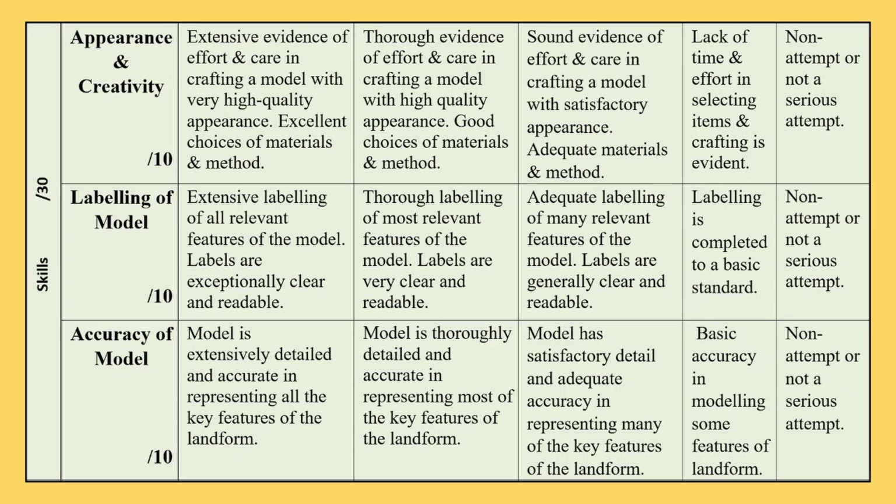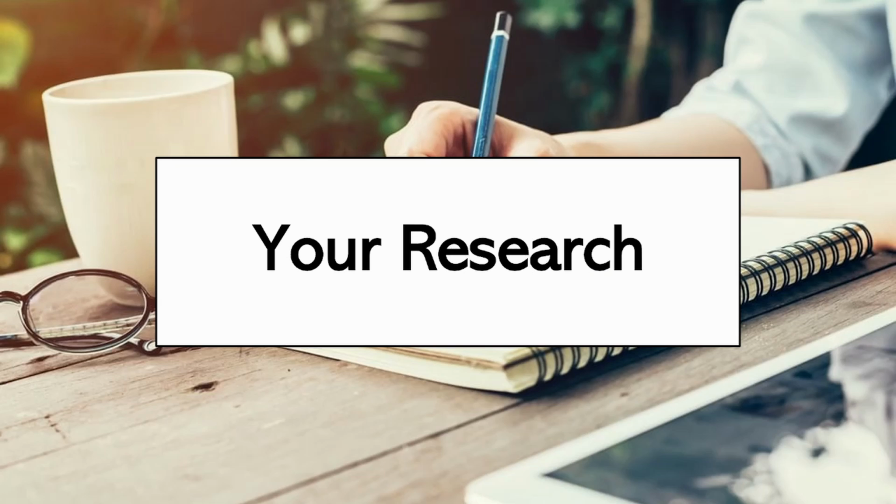Now, if we have a look at the screen here, this is the marking criteria for the actual creation of the model. This is the skills section. You can see that you're getting up to 10 marks for the appearance and creativity of your model, so that's how well you've actually made your model. You're getting up to 10 marks for the labeling of the model, so the more labeling and the more accurate labeling you have, the better. And you're also getting up to 10 marks for the accuracy of your model, so actually showing how accurate your model itself is.